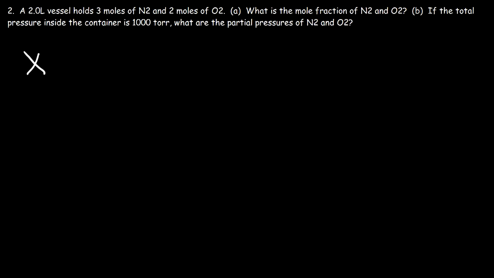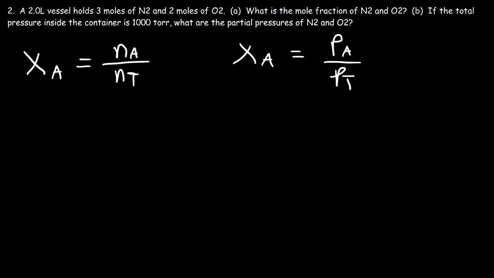If you want to find the mole fraction of substance A, it's equal to the moles of substance A divided by the total moles. You can also calculate the mole fraction of substance A if you know the partial pressure of A and if you know the total pressure. Since pressure and moles are directly related, it works out the same way.